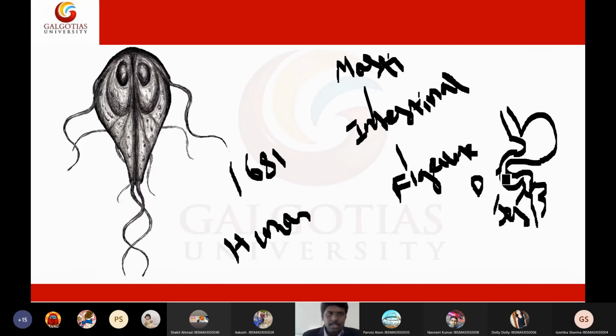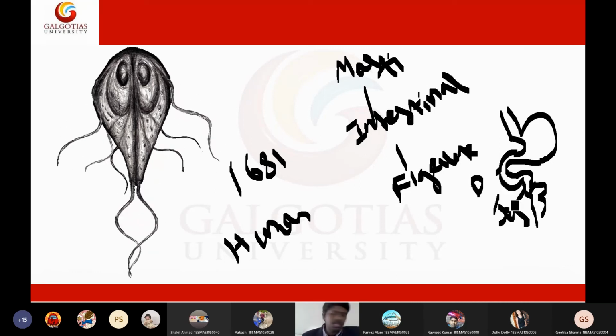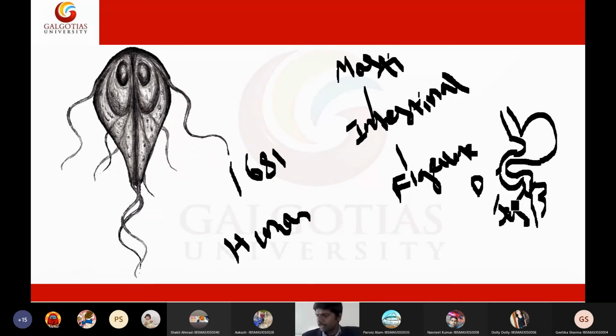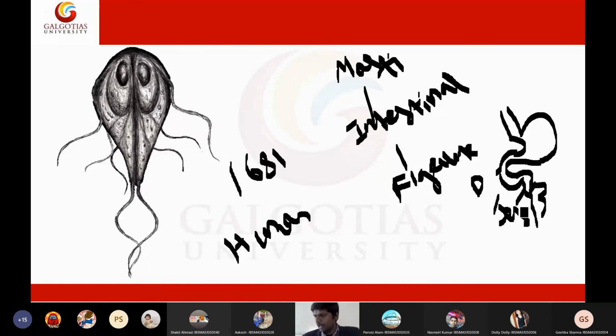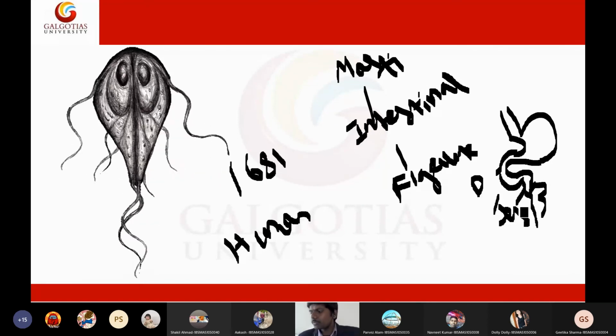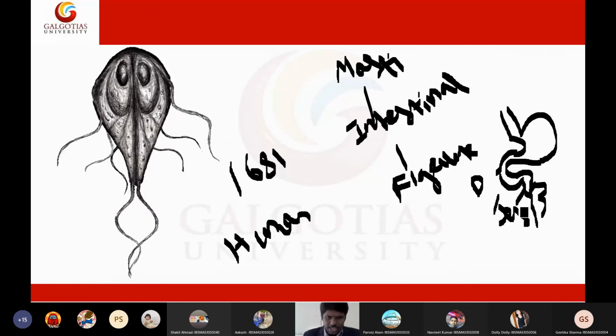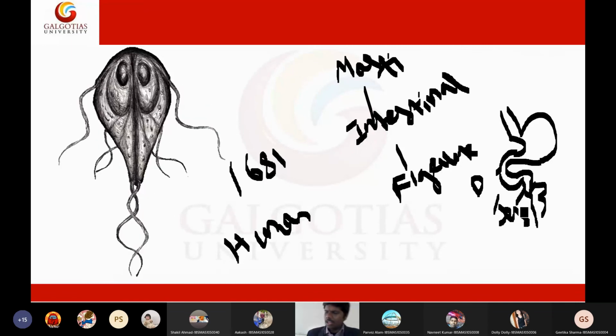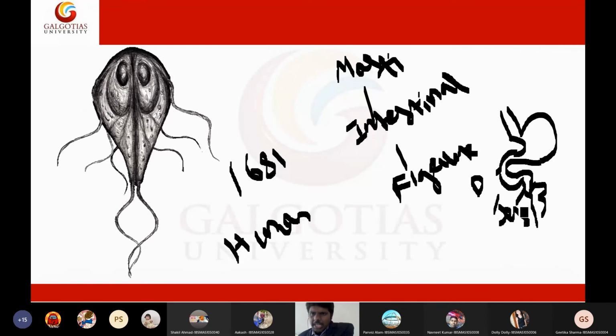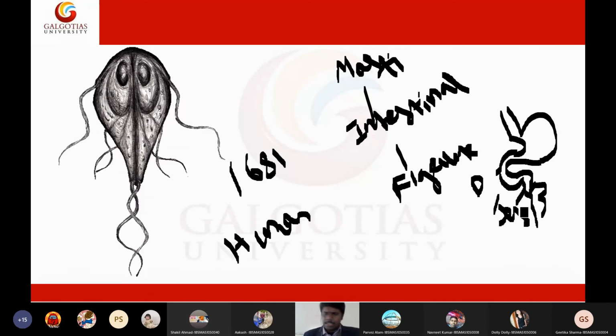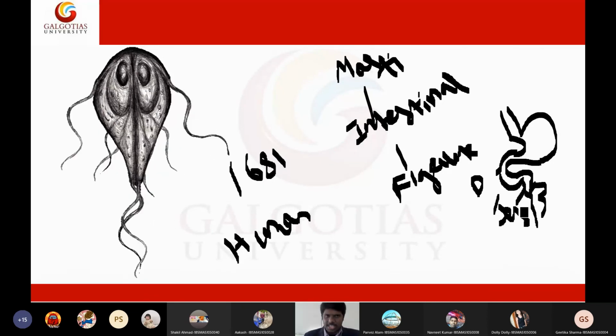So the habitat for Giardia lamblia is the duodenum and jejunum of the human intestine. Okay, so the human small intestine. Now, what does this Giardia lamblia do? As I said, it will cause intestinal infection. The patient will have smelly stools. Okay, and then let us discuss the morphology of Giardia lamblia.